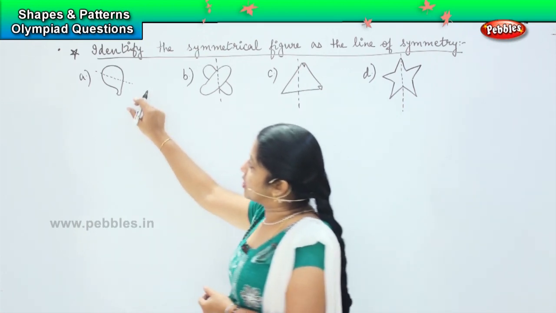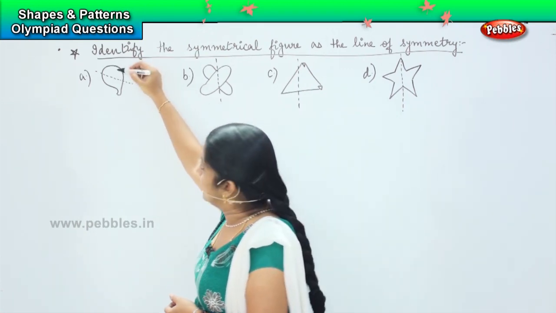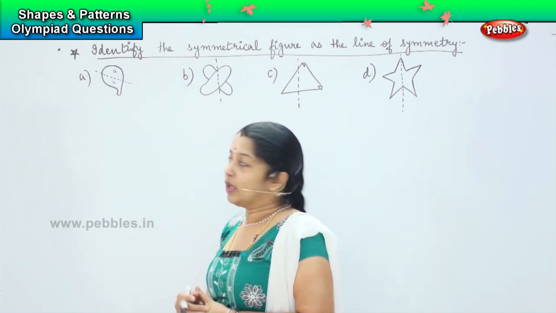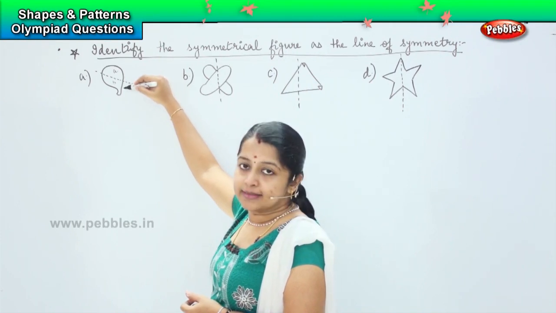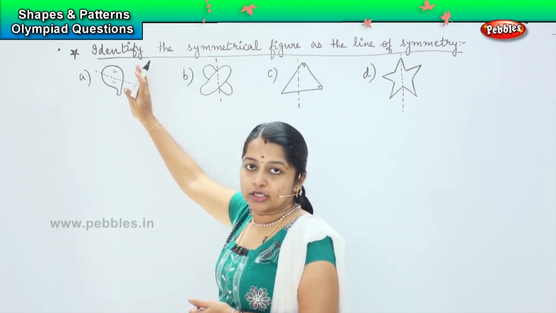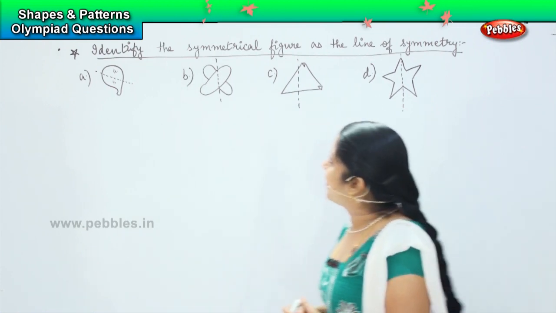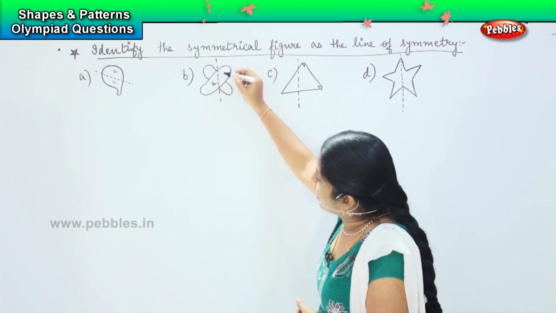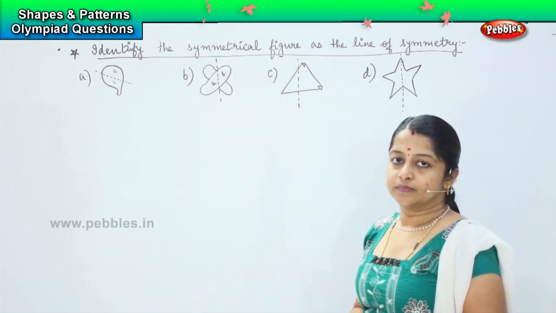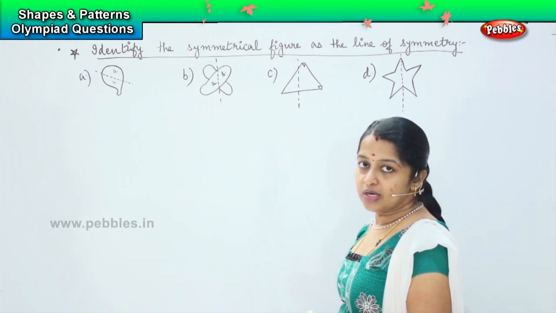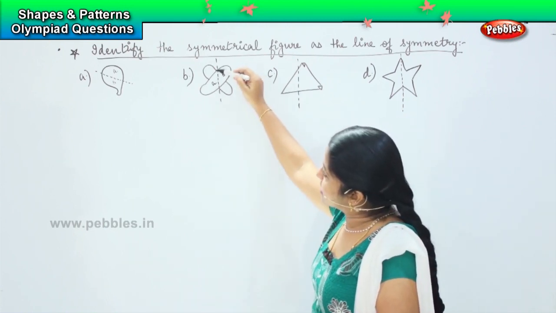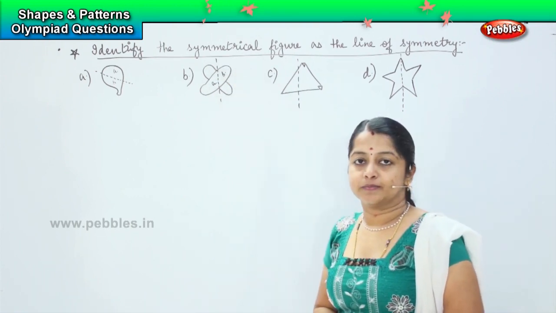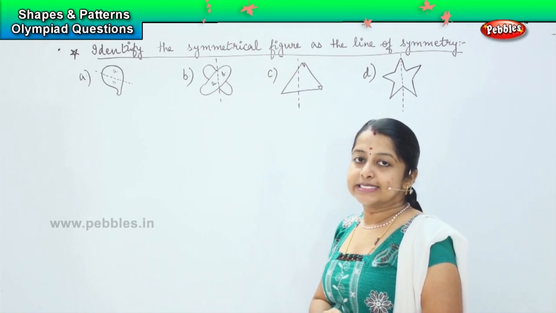So is it possible, children, that this and this are equal? Is figure A equal to figure B? No, it is not equal. A is greater than B, right? So this is not the case of symmetry. Coming to the second one. Now if I divide this A and B, is it equal? No. Here also it is not equal. Why? Because A has got a greater portion when compared to B. So again, this is not symmetry.